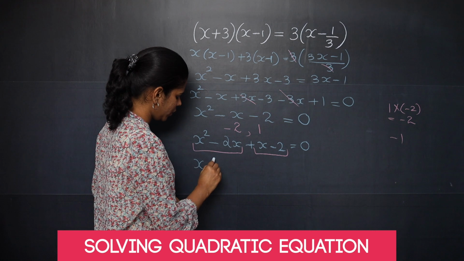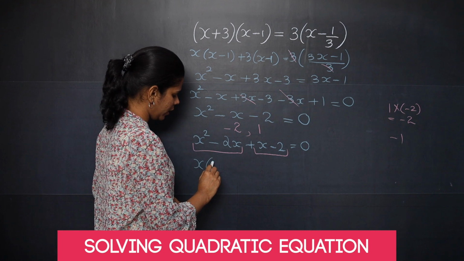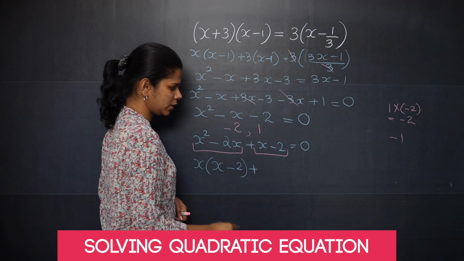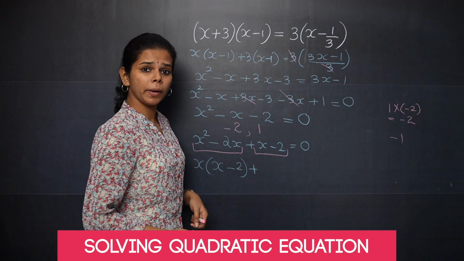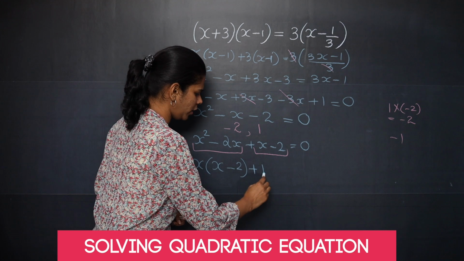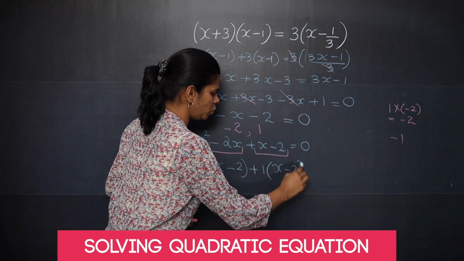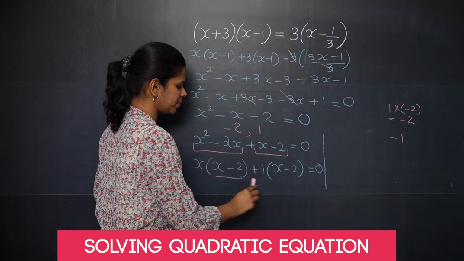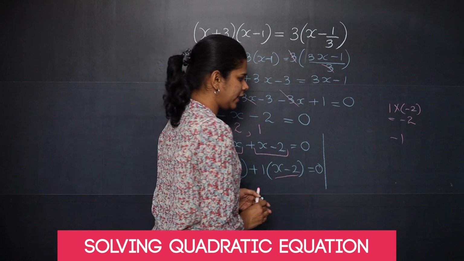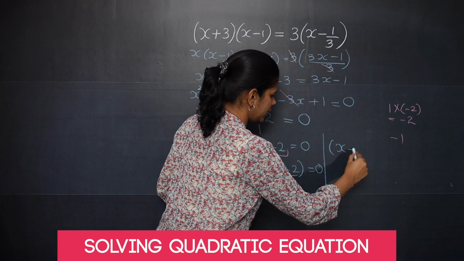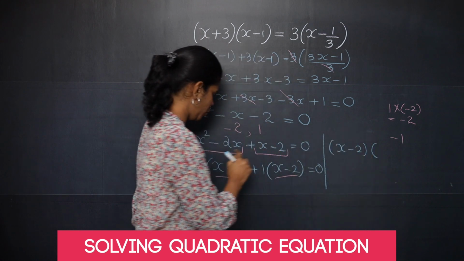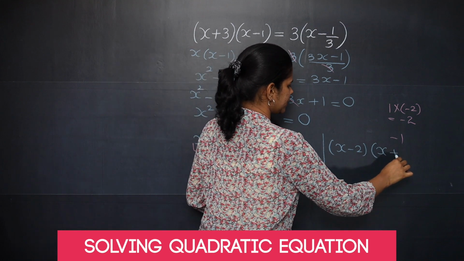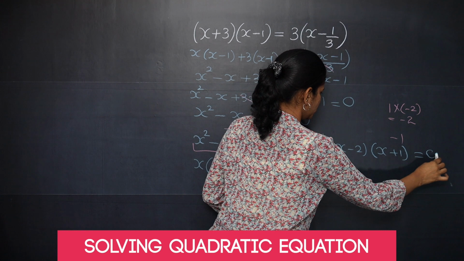x is common. So x taken outside, inside the bracket x minus 2 plus, here in x minus 2 nothing is common but 1 is common. So 1 into x minus 2 equal to 0. Now what is common? x minus 2 is common. You will take that outside. So x minus 2 into, you have x plus 1. x plus 1 equal to 0.